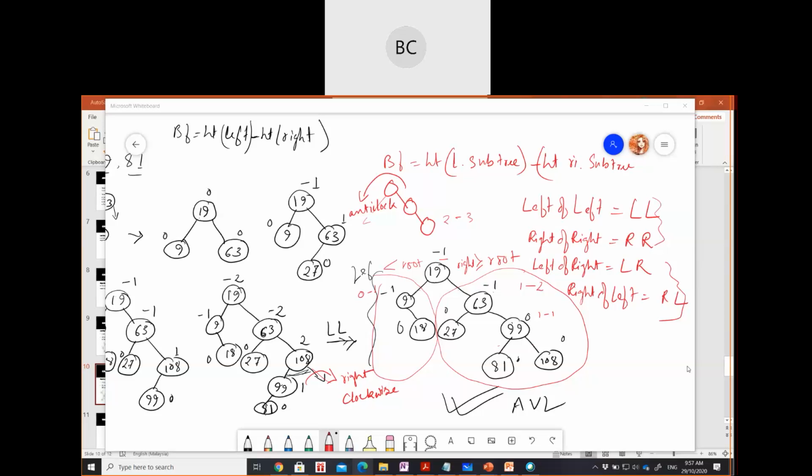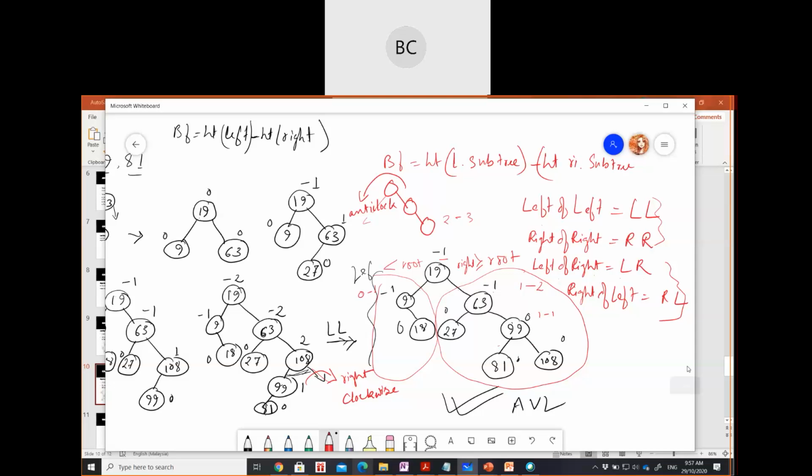I also have confusion. Don't get confused by the names. You just see the name. LR is left of right, RL is right of left, LL means left of left, RR means right of right.